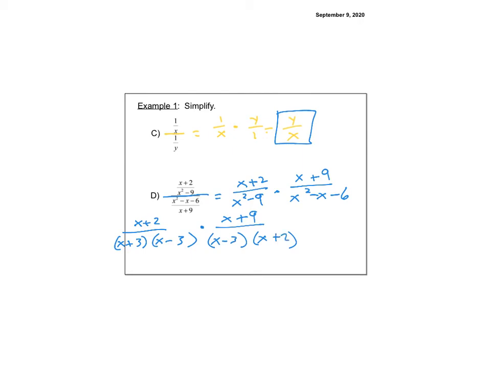Alright, so now cross out anything in the denominator and the numerator that match. So these are the only two that match. So what are we left with? In the numerator, we're left with x plus 9. In the denominator, notice we've got two x minus 3's. So I'm going to say x minus 3 squared. And then you got a single x plus 3.